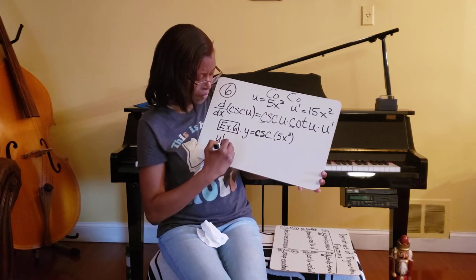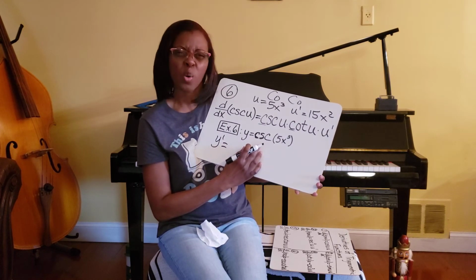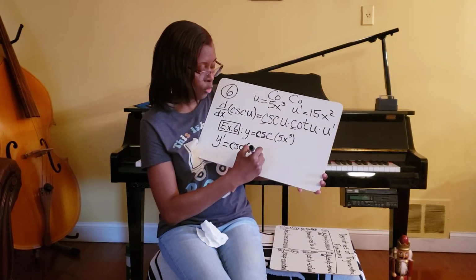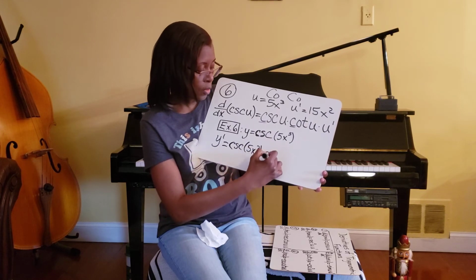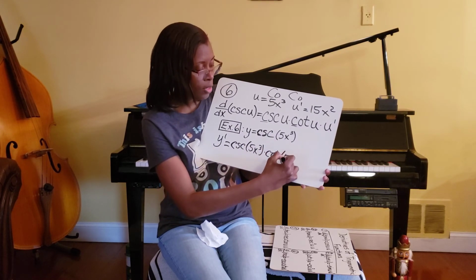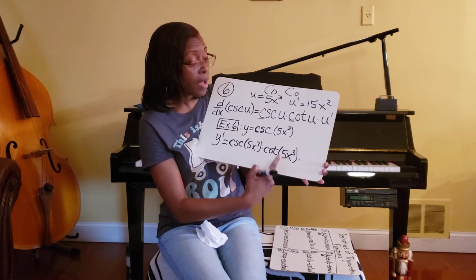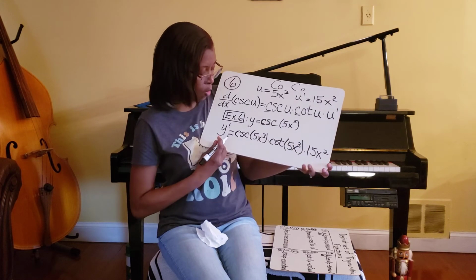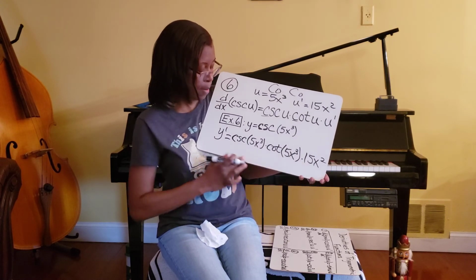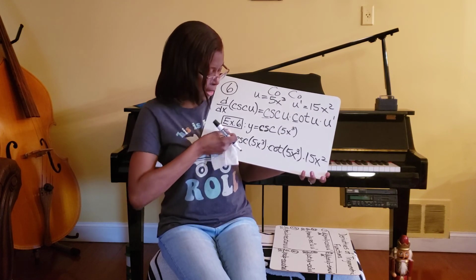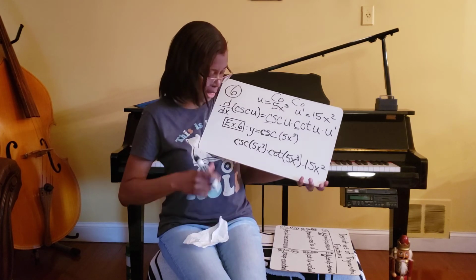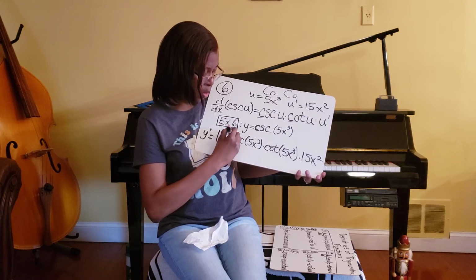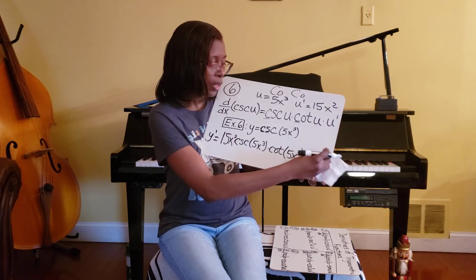So y prime equals, the derivative of cosecant is cosecant cotan. So we write cosecant, we leave the u the same, times cotangent, we leave the u the same, times the derivative of the u, which we said is 15x squared. Now, if we don't want to rewrite it, we bring that 15x squared to the front. So let's just do that for this last example. If you're saving paper, y prime equals 15x squared. And let's get rid of it on the end.